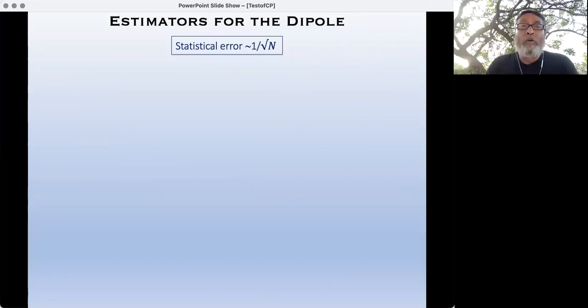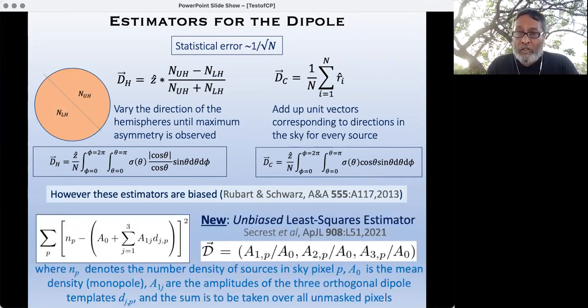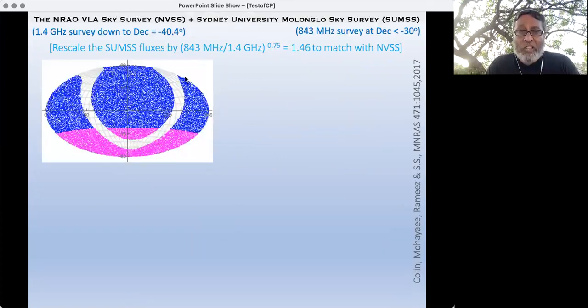So let me then skip over estimators of the dipole, as to how we estimate this dipole in the distribution. Just to say that we have checked all this by Monte Carlo and the measurements we have are unbiased. Now for this NVSS catalog, this was how they look on the sky.